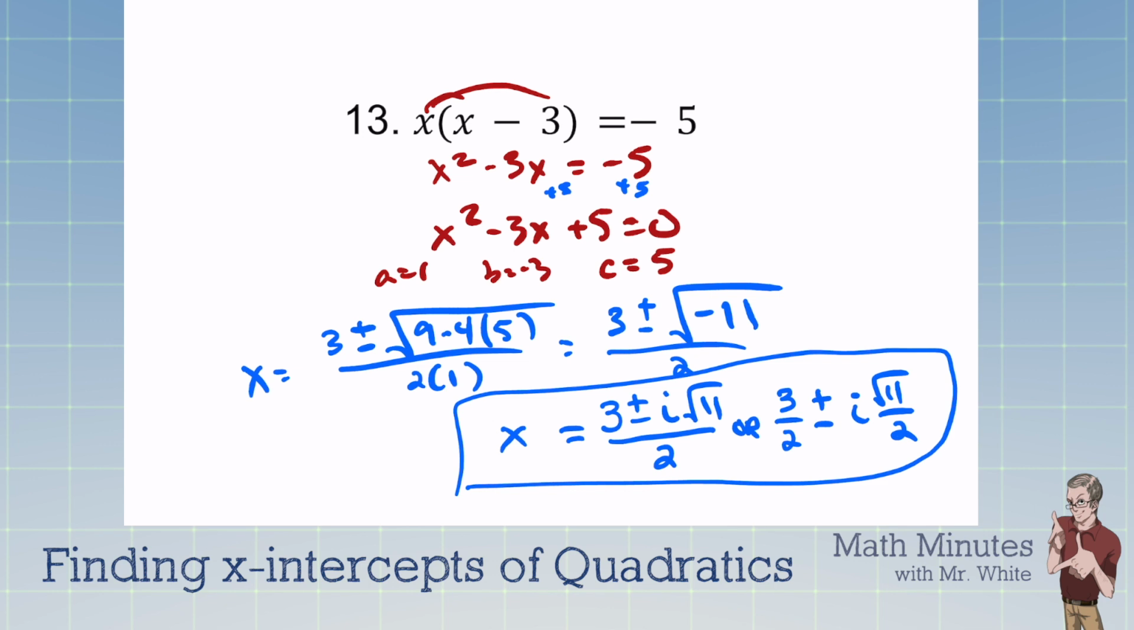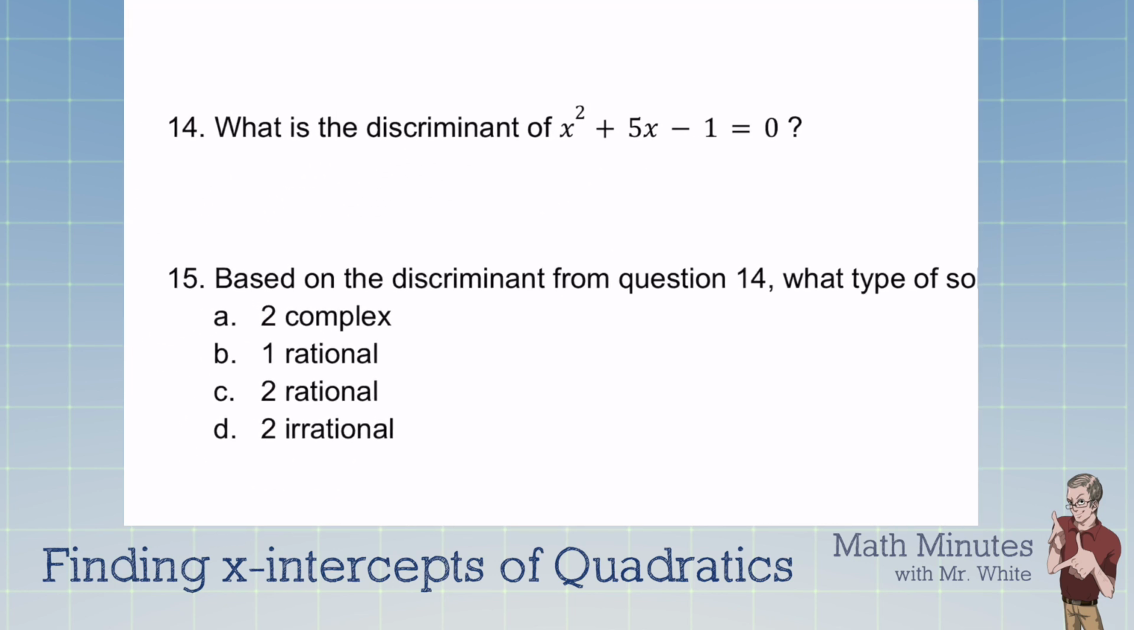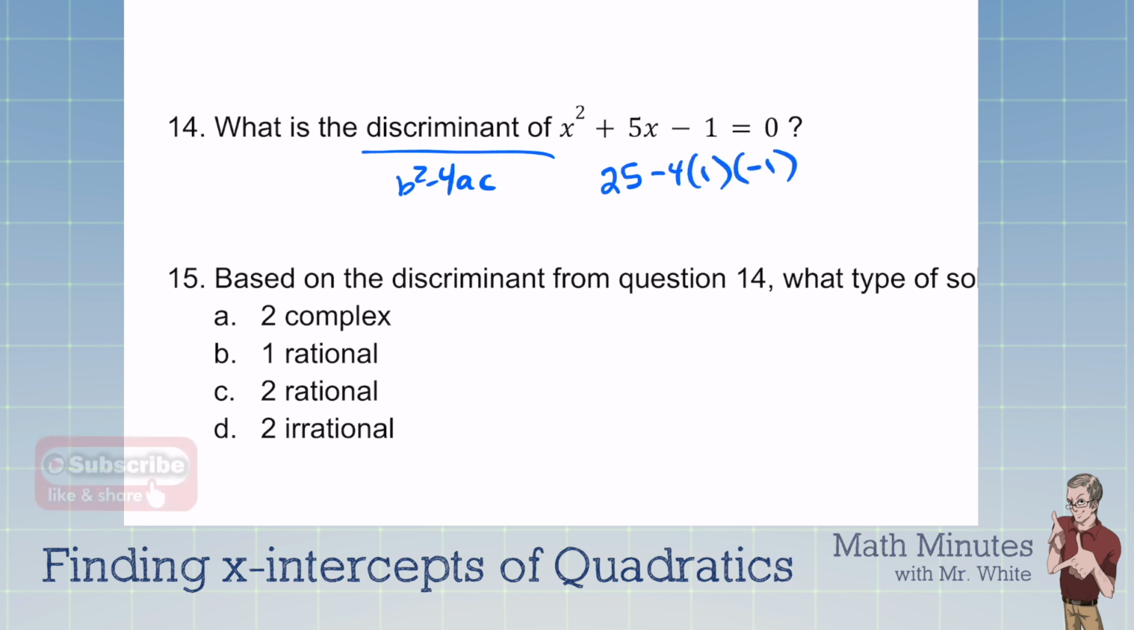So we got an imaginary part to this, so it's called a complex solution. The discriminant, you remember what that vocabulary word means? It's the b squared minus 4ac part. So you take your b squared, that's 25, minus 4 times 1 times negative 1. We end up getting 25 plus 4, that's 29. So the discriminant here is 29.